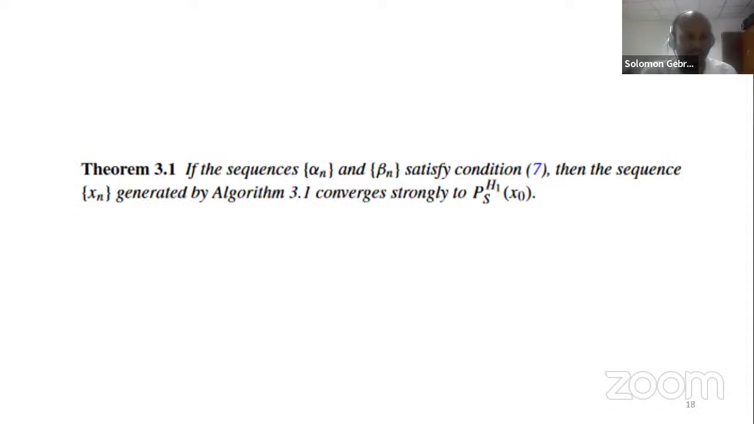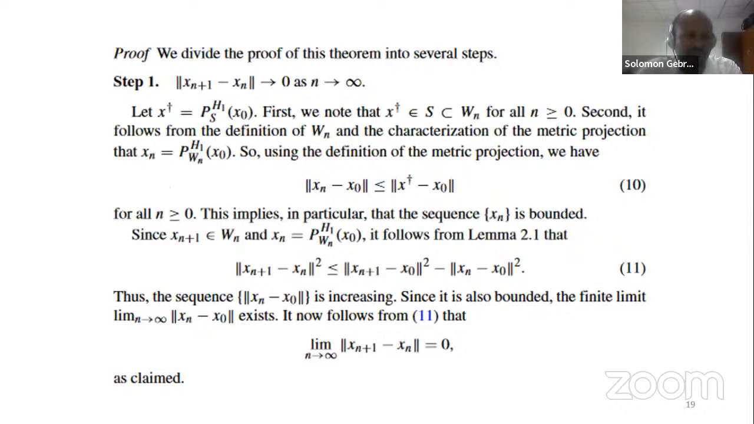So this is the main theorem, which says that if the sequences αn, βn satisfy condition 7, then the sequence Xn generated by algorithm 3.1 converges strongly to the projection of X0 from the Hilbert space H1 onto S. There are three parts of the proof. The first one is to show that the sequence Xn is bounded.